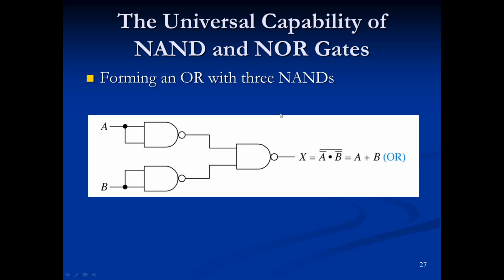We can also form an OR with 3 NANDs. I won't get into the complicated Boolean algebra. You could do it yourself as practice maybe, but basically we can create an OR, same effect, same function, A or B, accomplished with just 3 NAND gates connected in this way.